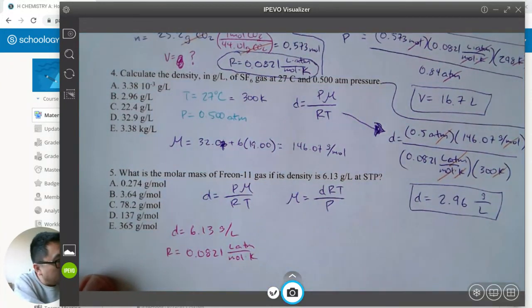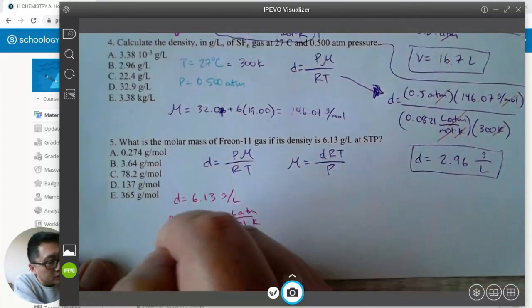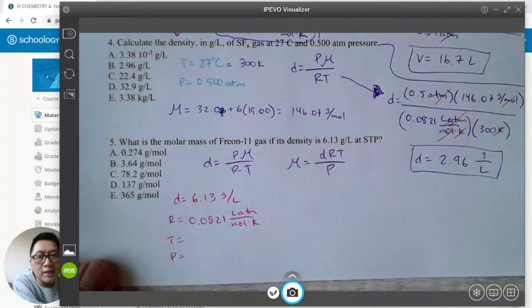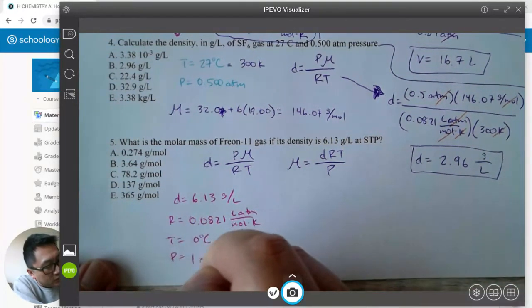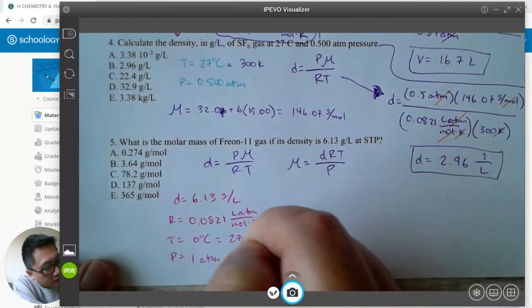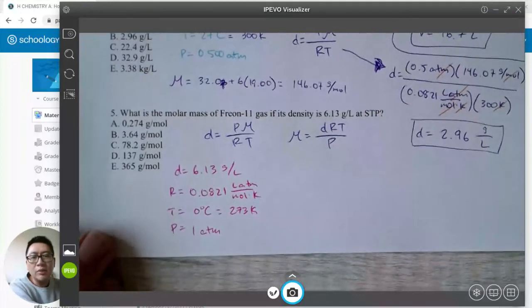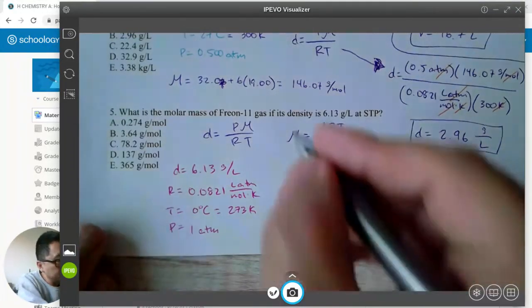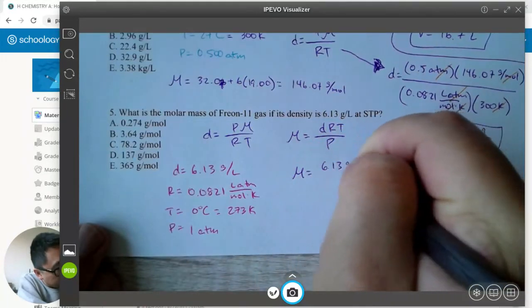I need to know the temperature and pressure. Well, I also know that too. The temperature and pressure, how do I know? It says it's STP. STP is defined as 0 degrees Celsius and 1 atmosphere, or 273 kelvins and 1 atmosphere. Now that I know that, I can plug everything into the equation. Molar mass is equal to D, 6.13 grams per liter.